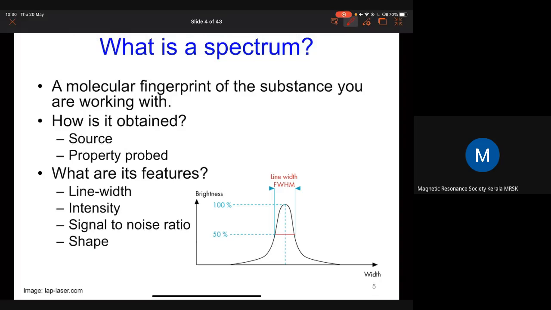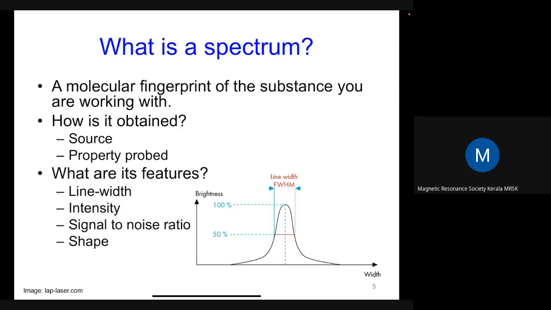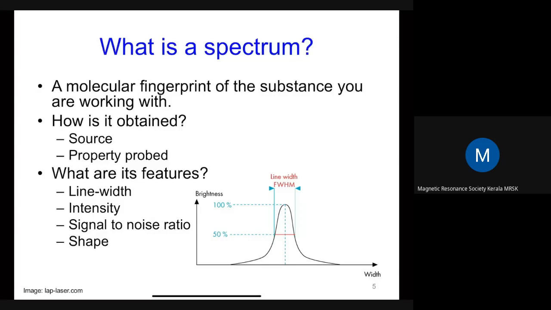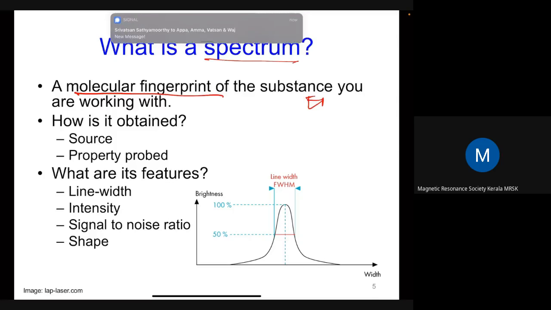I'm going to continue. So as I said, let's recap a little bit on understanding what a spectrum is. A spectrum gives a molecular fingerprint of the substance you're working with, and the kind of interactions that you end up seeing are the ones depending upon the electromagnetic radiation that you end up using.